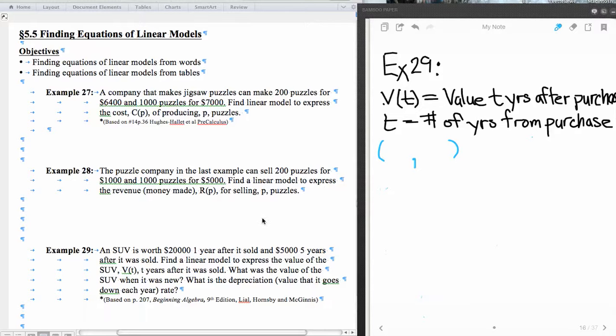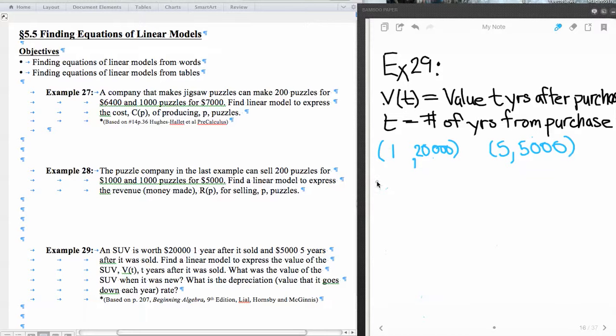So it says an SUV is worth $20,000 1 year after it's sold. So since our t is years, that's 1 year after it's sold, and v of t is the value, that's the 20,000. So there's my independent and dependent values going into my ordered pair. Then in the next one, it says that 5 years after it's sold, it's worth $5,000. So there's my second ordered pair.